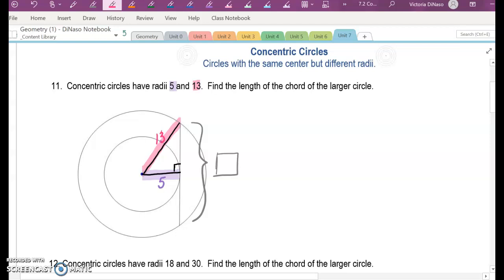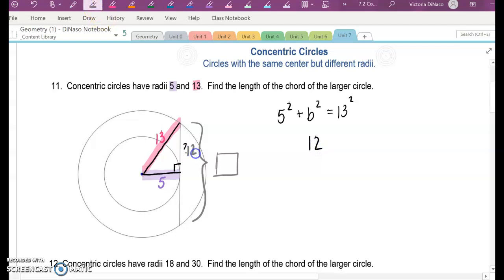Every single time, you're looking for the chord. So what we're going to be doing is using Pythagorean theorem to figure out this measure right here. So I'm going to do 5 squared plus b squared equals 13 squared. If you know your triples, this should be quick. If you don't know your triples, then you're solving Pythagorean theorem, and you're going to get the number 12.